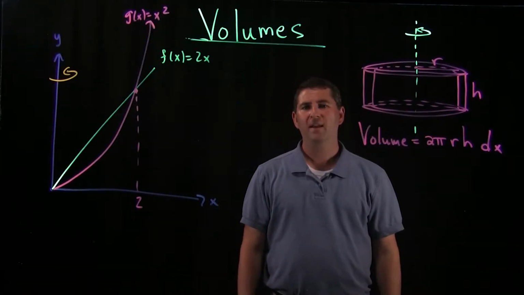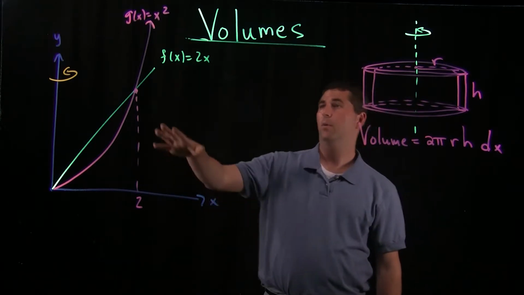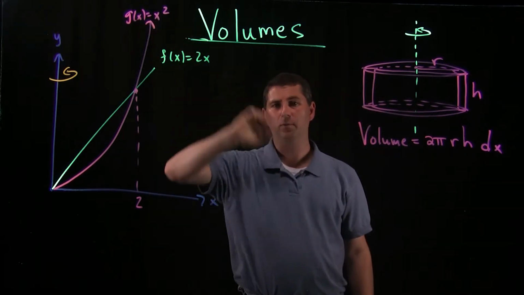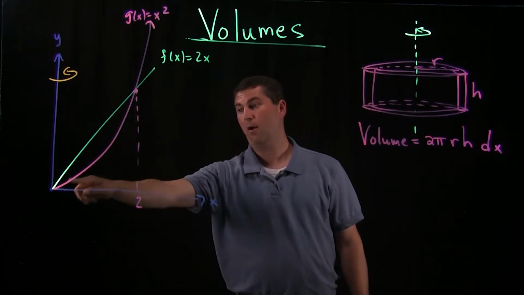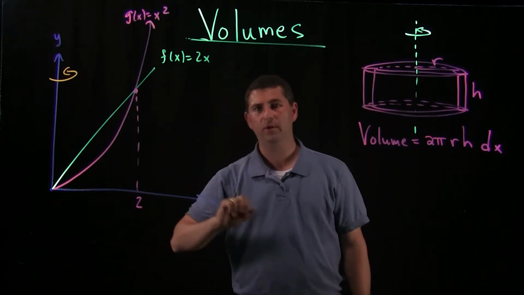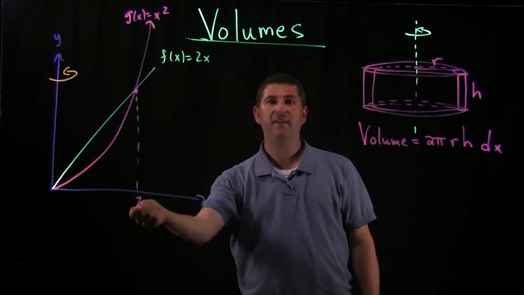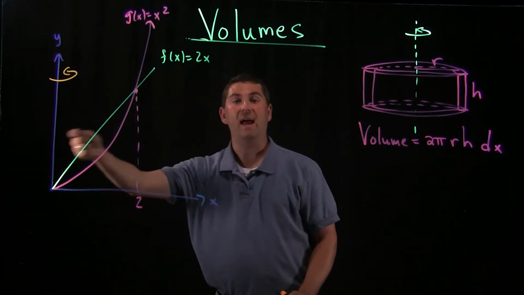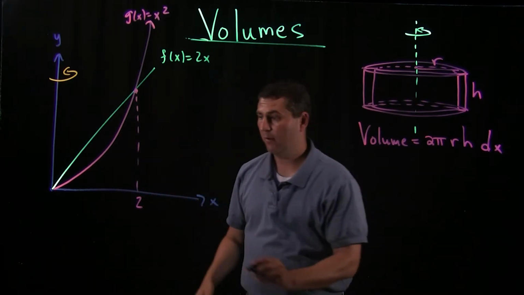All right, welcome back. So in the previous video, we looked at this situation where we had the function f of x equals 2x, g of x equaled x squared. We had some area bounded in between them, between 0 and 2, and we rotated around the x-axis or maybe another axis. This time we want to go around the y-axis. So let's work it out.